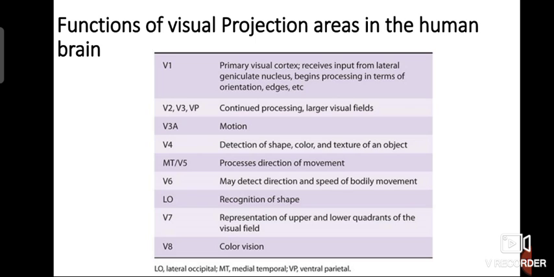The function of visual projection areas in the human brain: V1 is the primary visual cortex, which receives input from the lateral geniculate nuclei and processes it in terms of orientation and so on. V2, V3 and ventral parietal continue processing a larger visual field. V3A is for motion. V4 is detection of shape, color and texture of an object. MT, medial temporal, or V5, processes direction of movement. V6 may detect direction and speed of bodily movement, and lateral occipital is recognition of shape. V7 is representation of upper and lower quadrants of the visual field, and V8 is color vision.